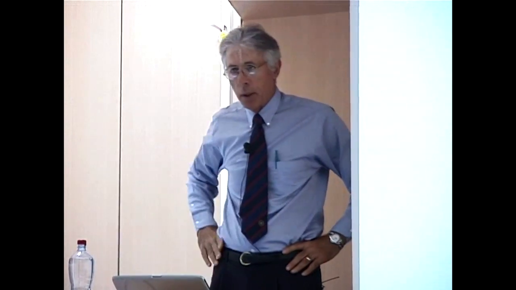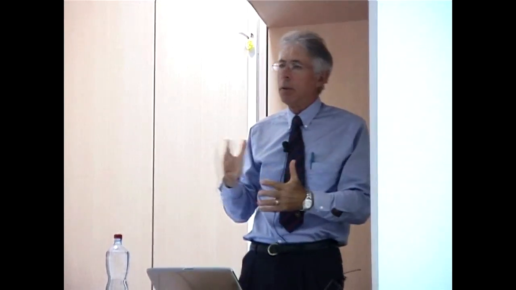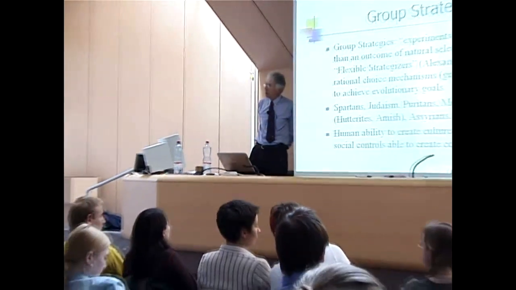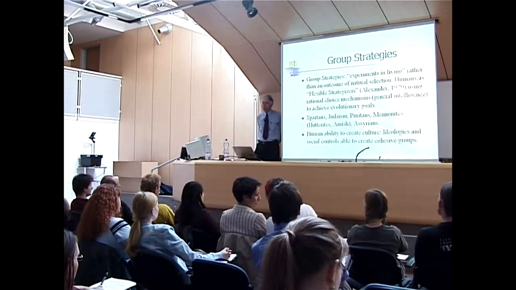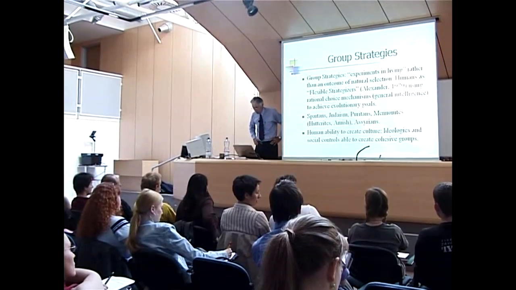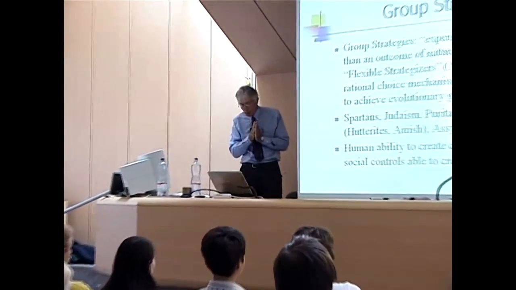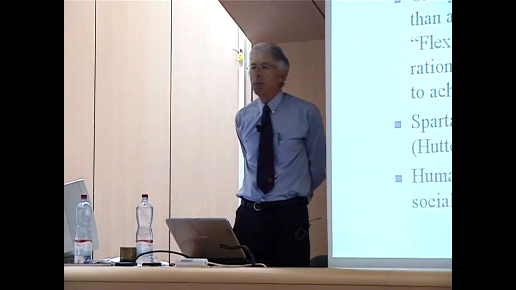And there have been quite a few such groups that can be analyzed in this way. The ancient Spartans in the Greek city-states. I'll be talking a lot about Judaism today. The Puritans in England, a lot of them settled in America. The Mennonites, which is a religious offshoot, I think they started in Germany, in areas of Germany. And the Assyrians in the Middle East, and there are a lot of Middle Eastern groups basically like that. You could also talk about the Gypsies, the Roma, who traditionally have had very tightly socially organized groups, strong group boundaries and so on. And a very important part of this whole process is the human ability to create culture, ideologies, social controls that are able to create cohesive groups.